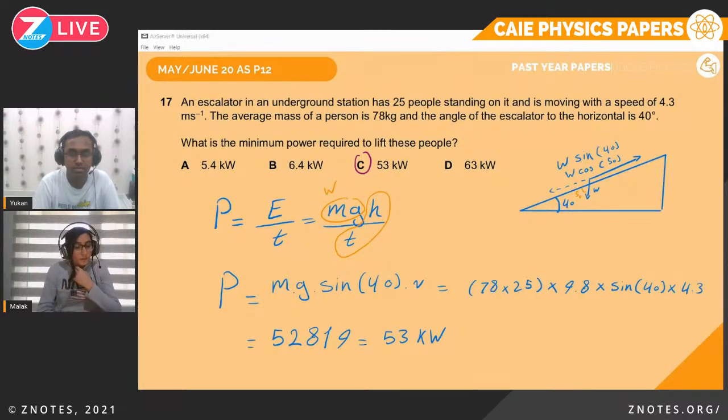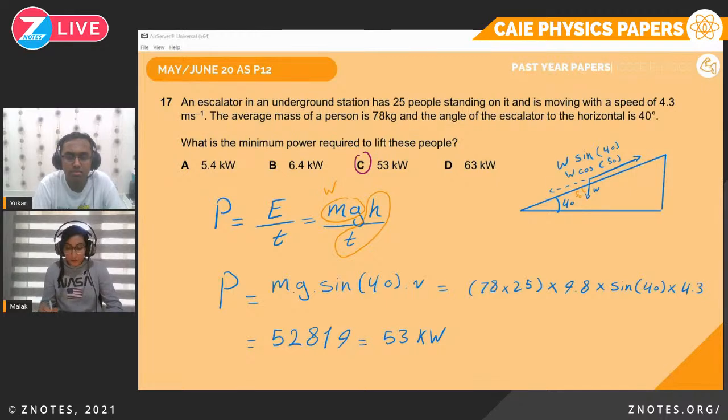Nope. Question 17. An escalator in an underground station has 25 people standing on it and is moving with a speed of 4.3 meters per second. The average mass of a person is 78 kilograms, and the angle of the escalator to the horizontal is 40 degrees. So I drew a little diagram here to make it obvious. We have the triangle and the angle is 40 degrees. The weight is acting downwards.